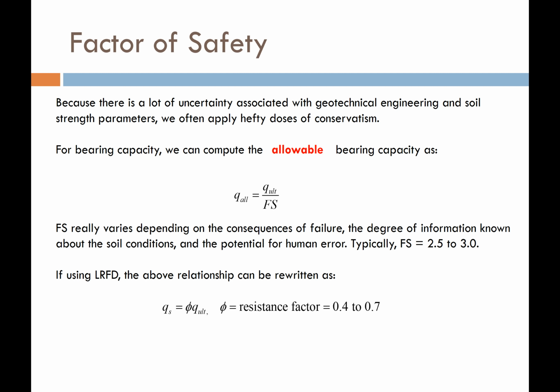So if that's the case, rather than having a factor of safety, this time we're going to just multiply our ultimate bearing capacity by some resistance factor, phi. This isn't friction angle, folks. This is a different phi. It's the resistance factor from LRFD design. And we're going to multiply it by a factor of anything between 0.4 to 0.7, which actually corresponds, if you do the math, to a factor of safety of 2.5 to 3. So, at the end of the day, it's the exact same thing. We're just using different notation to show that.